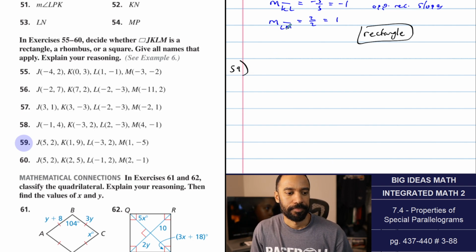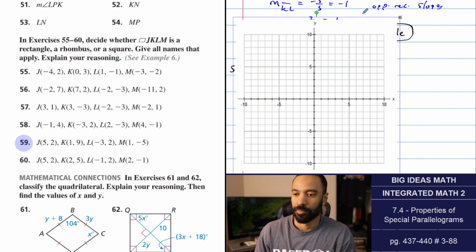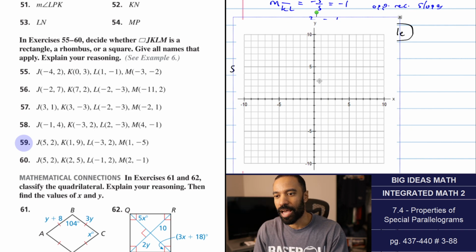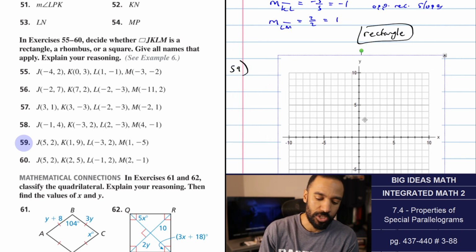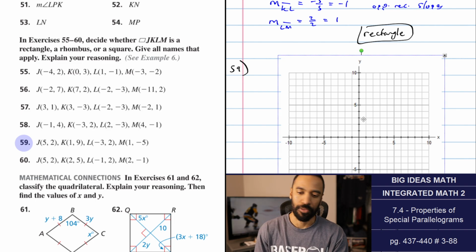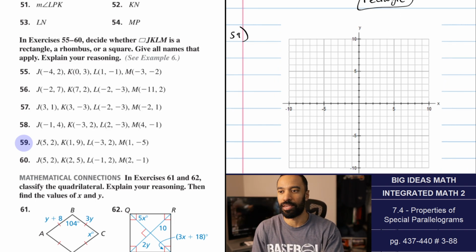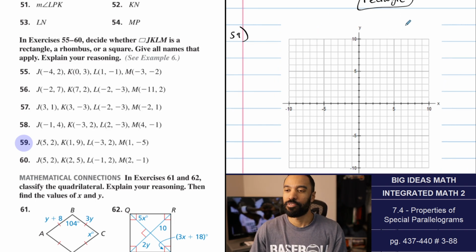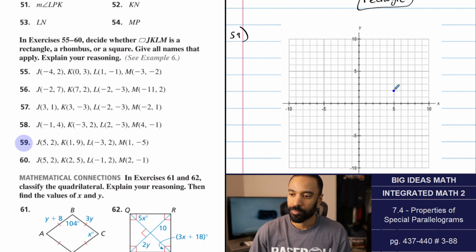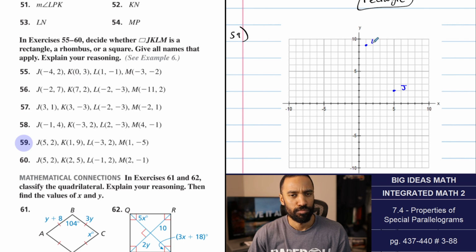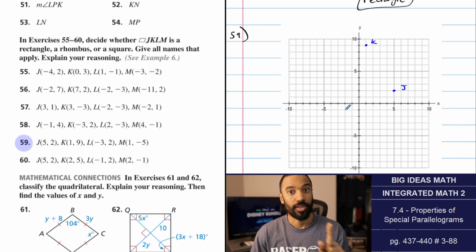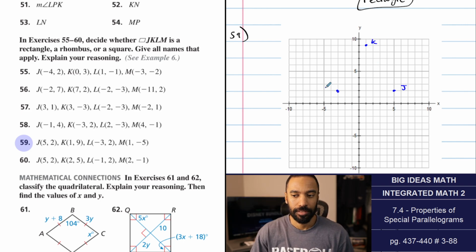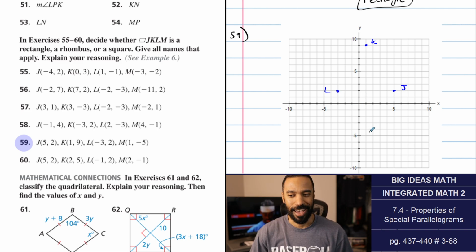Number 59. I think I'm more intent on wanting to do the sides when I can, now that I know that I can use that in that way, given it's a parallelogram. Number 59: J, K, L, M.